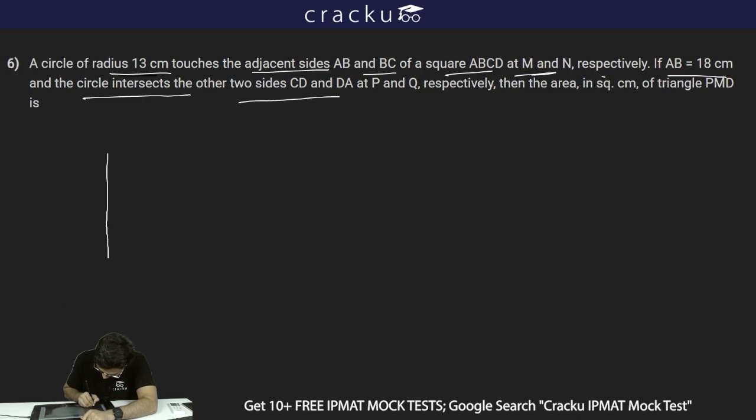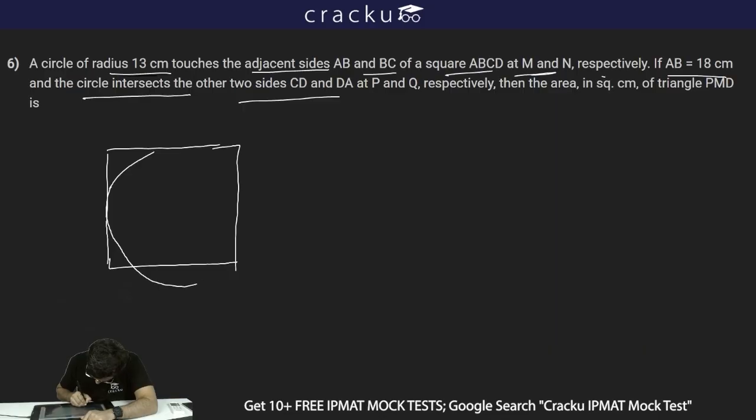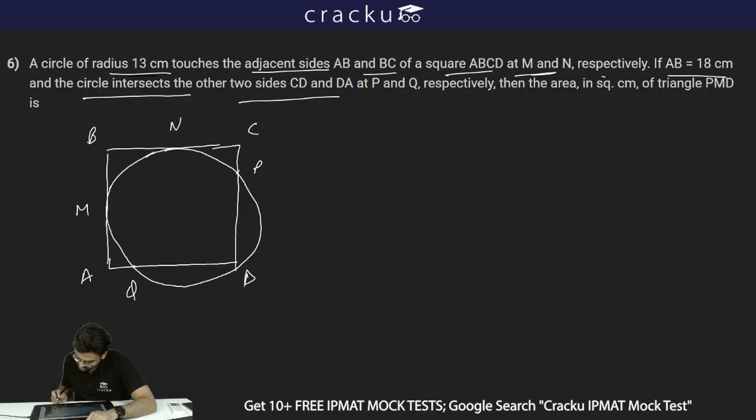I have a square ABCD, and I have one circle which is touching it at M and N. So this is my circle, and this is my square ABCD. It is touching AB and BC at M and N. So this is my M, this is my N, and it intersects the other two sides CD and DA at P and Q. So this is my P and this is my Q. And I'm given that the side of the square is 18 centimeters. So AB is equal to 18.